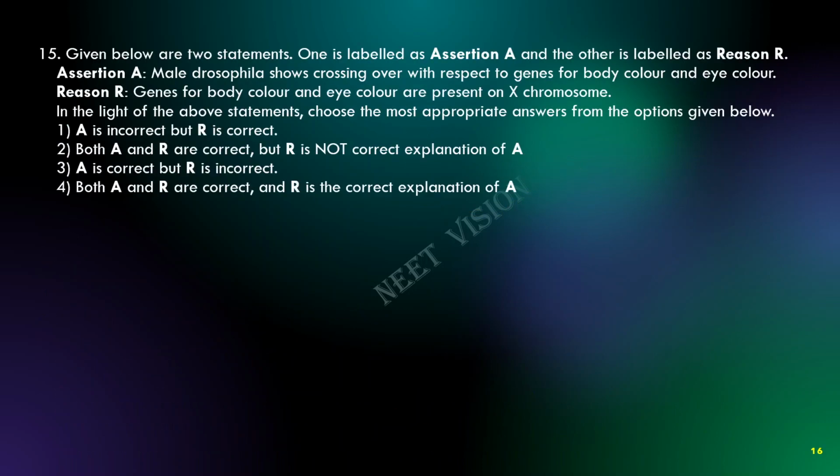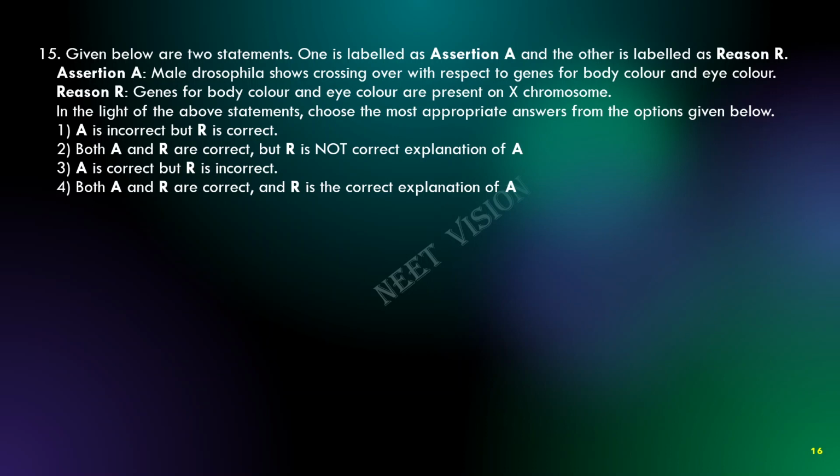Assertion reason. Male Drosophila shows crossing over with respect to genes for body color and eye color. Absolutely true? No, this is wrong. Male Drosophila cannot show crossing over with respect to genes for body color and eye color because it has only one X chromosome, right? The Y chromosome does not carry these genes. When only one chromosome is there, there is no crossing over.